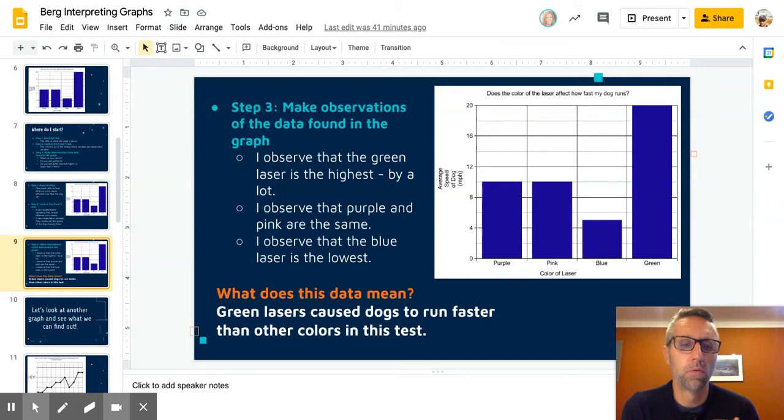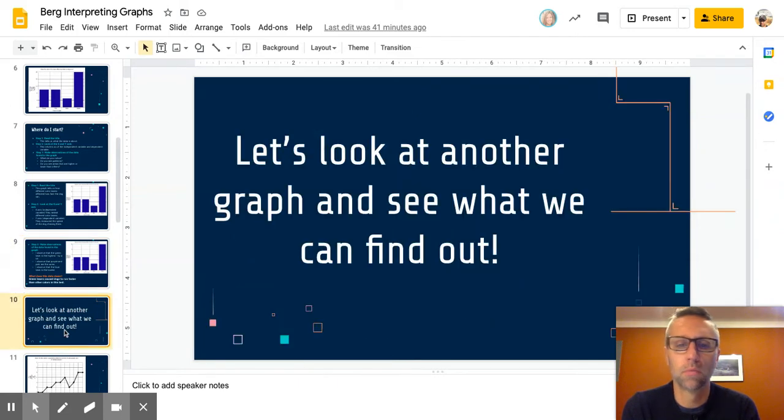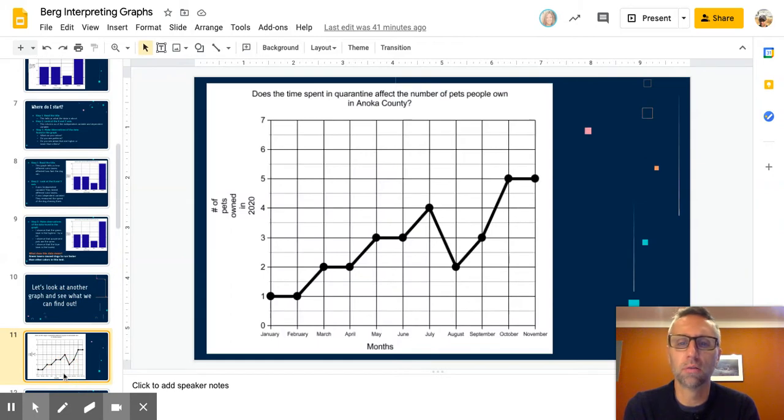So, from our data, we should be able to draw some conclusions. What does this data mean? Well, green lasers cause dogs to run faster than the other colors in this test. Here we go. Let's look at another graph and see what we can learn. Now, before I go through step by step, take a moment and look at this and figure out, what is this graph really about?